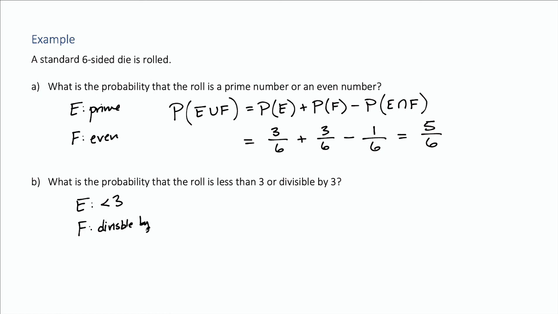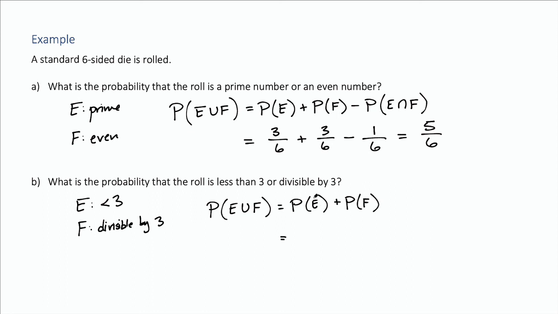Divisible by 3. Okay, there is no way that a number has both of those properties. Therefore, these are mutually exclusive events, so the probability of E or F is simply the sum of the two probabilities.